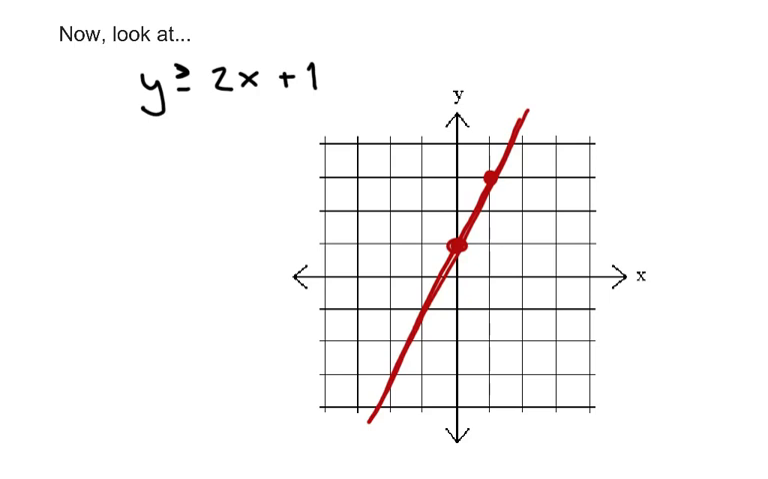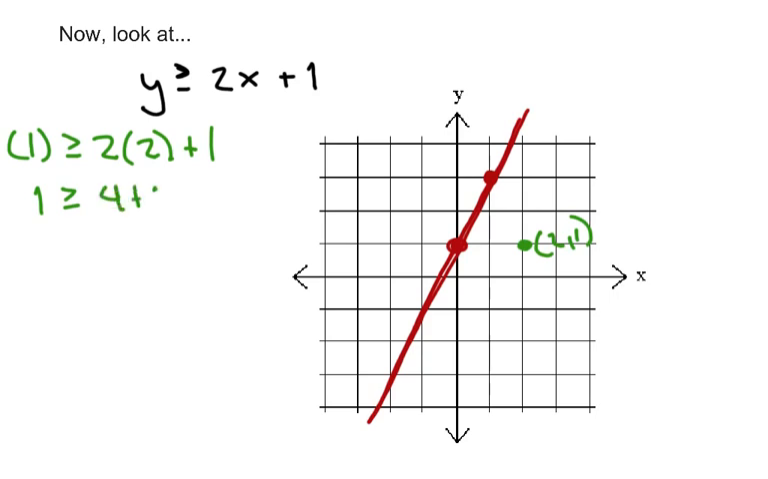I'm going to test some points that are definitely not on the line, like this point at (2, 1). And all we have to do is plug it in. Is the y coordinate greater than or equal to 2 times the x coordinate plus 1? Well, is 1 greater than or equal to 4 plus 1? No. So that is definitely not a solution.